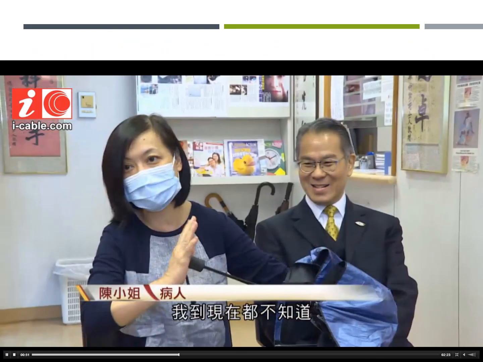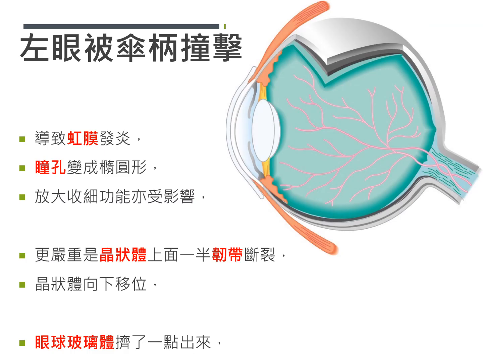At the very end, let's go back to the case of Miss Chen. Let's take a look at Miss Chen's case. 眼球玻璃體擠咗一啲出嚟. So what is 眼球玻璃體? It should be the vitreous humor, which is the jelly-like substance in the posterior chamber of the eye.